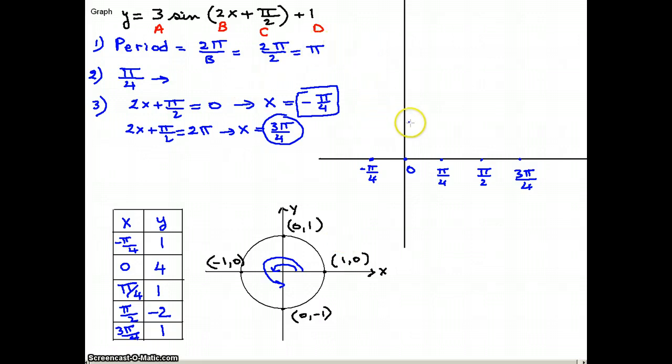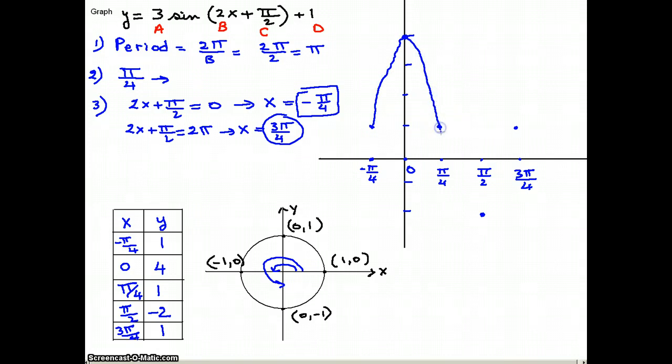For negative pi over 4, I have a 1. So assume 1 is here. 1, 2, 3, 4. And we need also negative 2. So this is the point negative pi over 4, 1. For 0, I have 4. For pi over 4, I have also 1. And for pi over 2, I have negative 2. And for 3 pi over 4, I have 1. So joining all these points, I can end up with a curve.